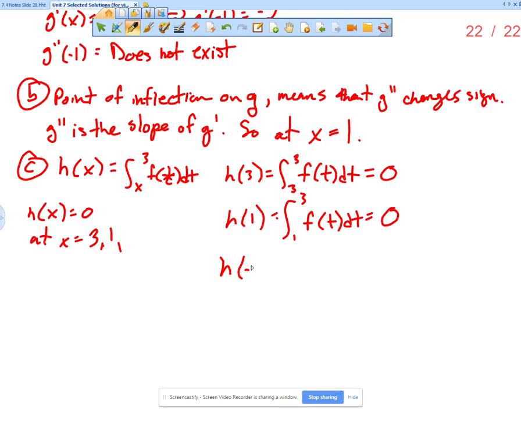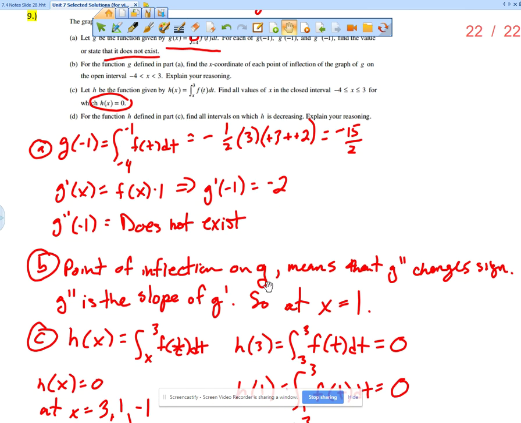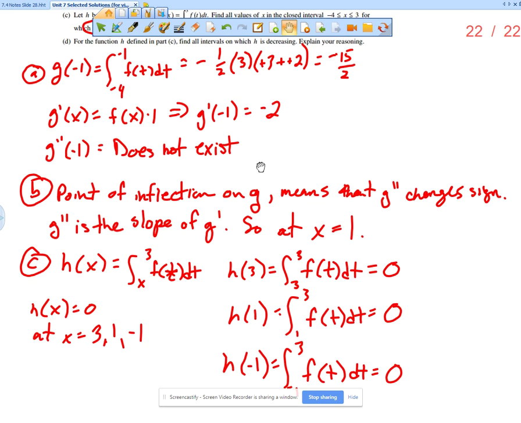And so we can say that h of -1 would be the integral from -1 to 3 of f of t dt, which is also 0, because the sum of the areas from -1 to 3 is 0. These two are negative, and these two are positive. Now, if you keep going backwards, these are only negatives, and there's never any positives to get rid of those, and so these are the only values: 3, 1, and -1. So that's C.